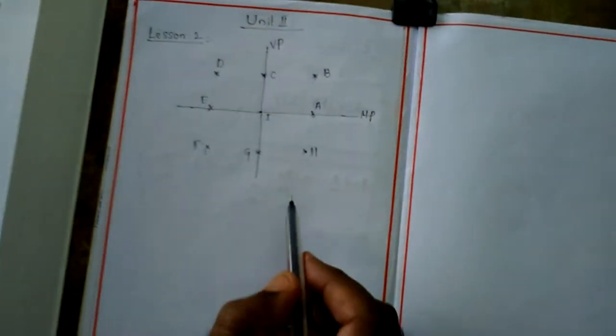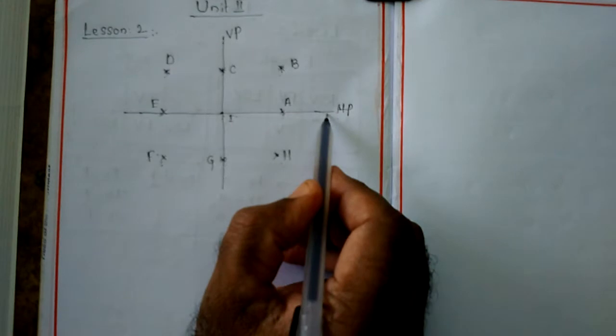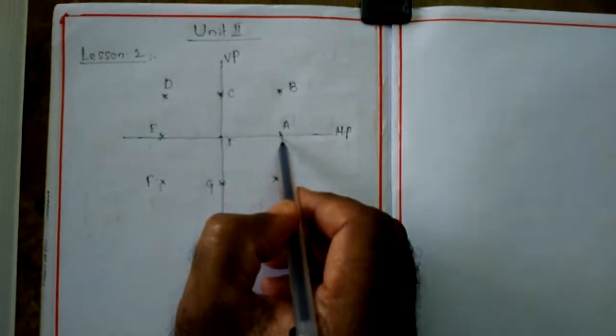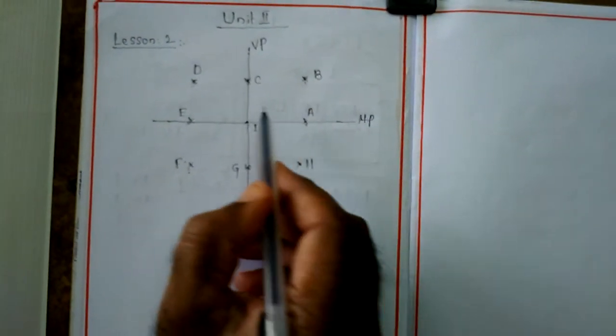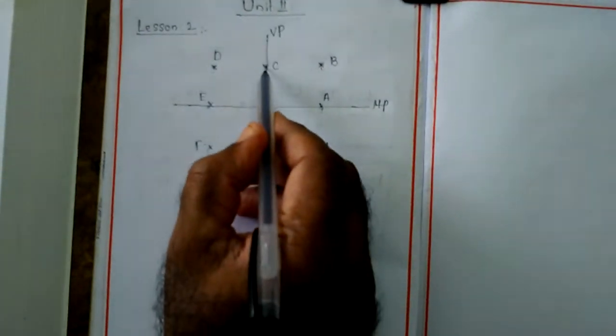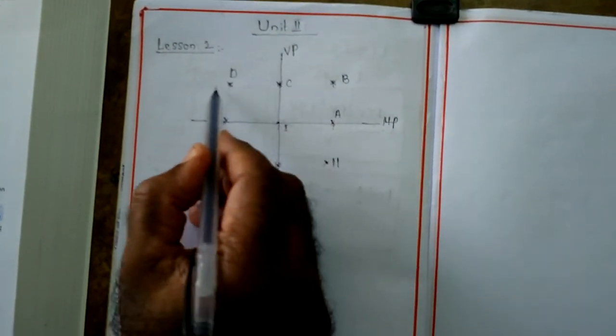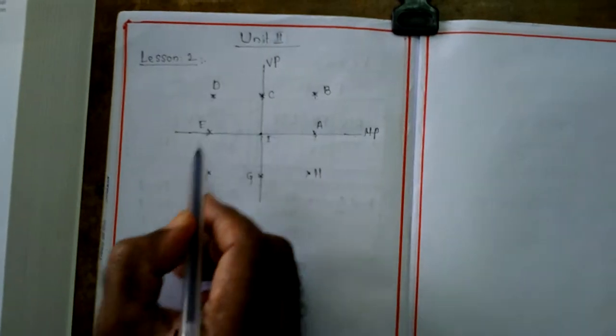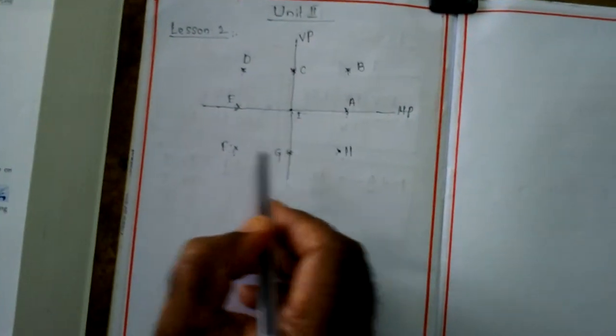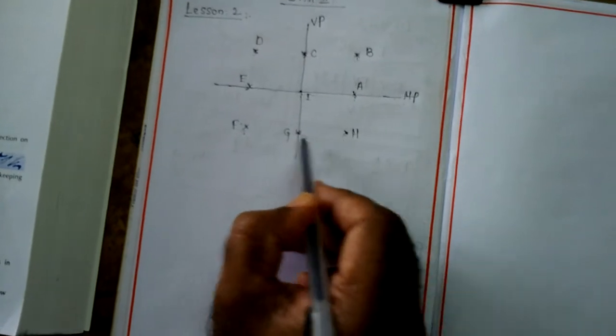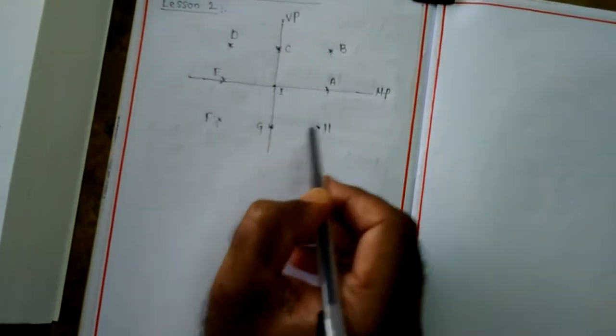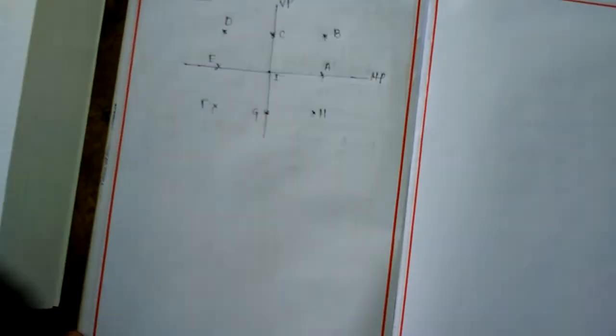So that's why there are 9 different positions. See, A is on HP in front of VP. B is above HP and in front of VP. C is on VP and above HP. D is behind VP and above HP. E is on HP and behind VP. F is below HP and behind VP. G is on VP and below HP. H is in front of VP and below HP. I is on HP and on VP.